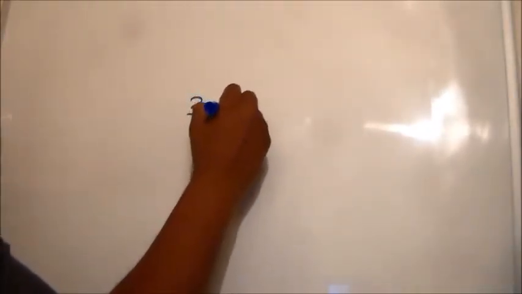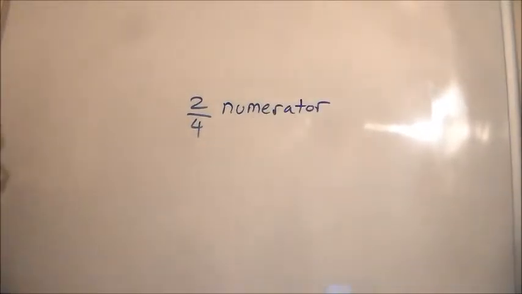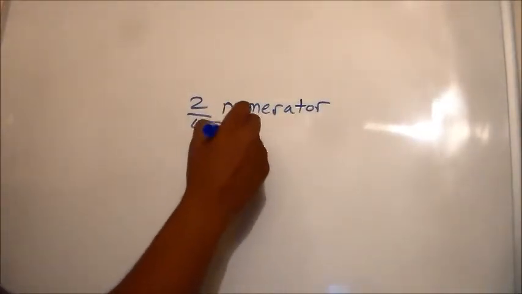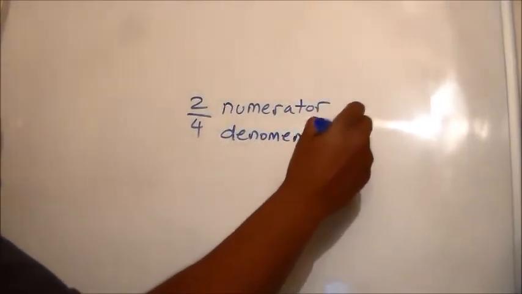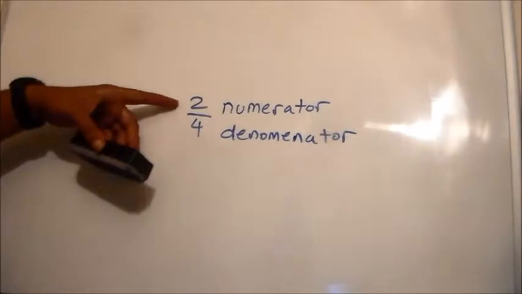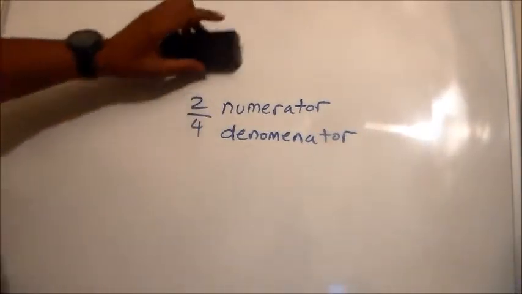Now we have special names. This is a numerator. And this is a denominator. Okay, so the top part is the numerator, the bottom part is the denominator. A lot of people have trouble with fractions, and the only way you're going to get good at fractions is by doing them again and again. We get good at things by repetition.